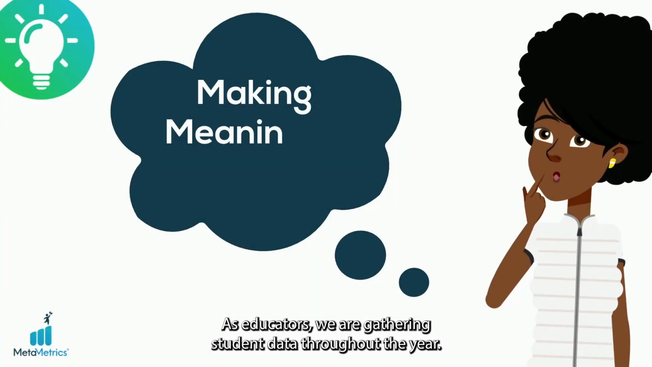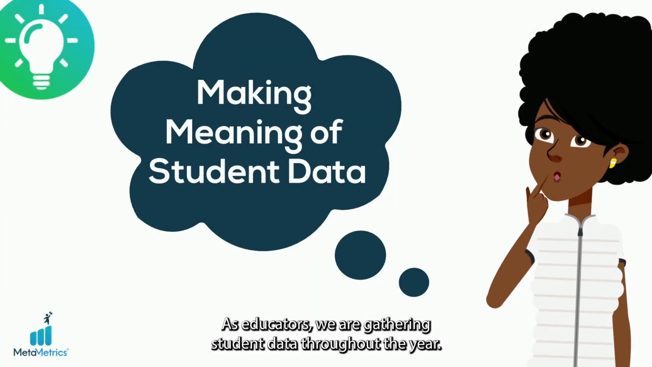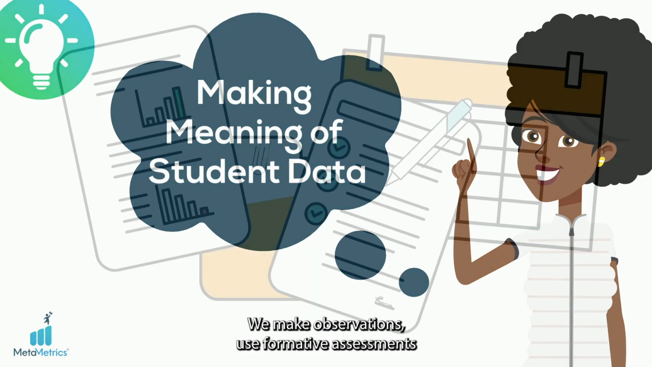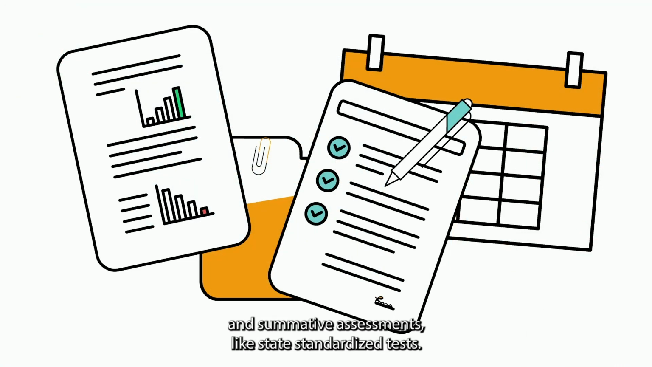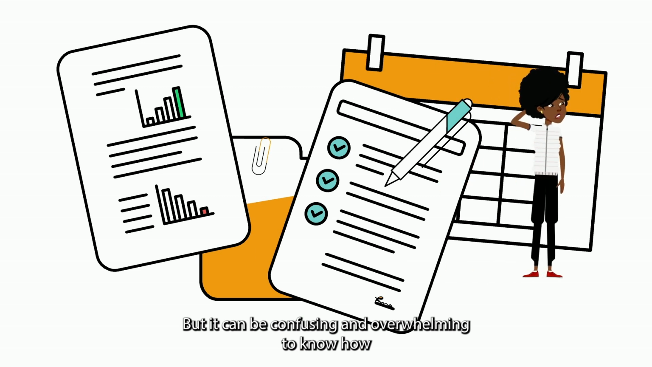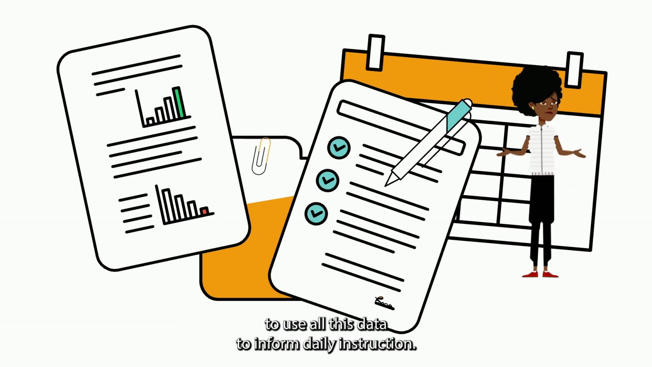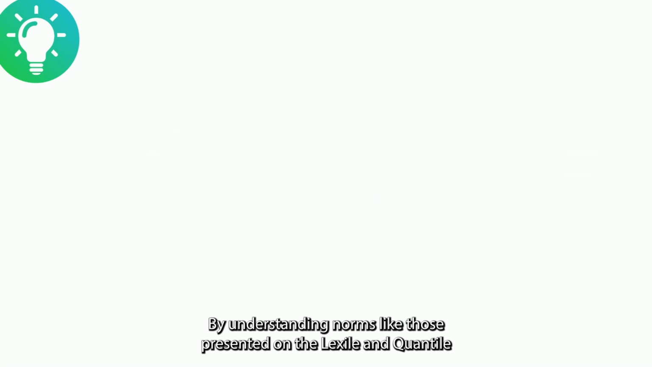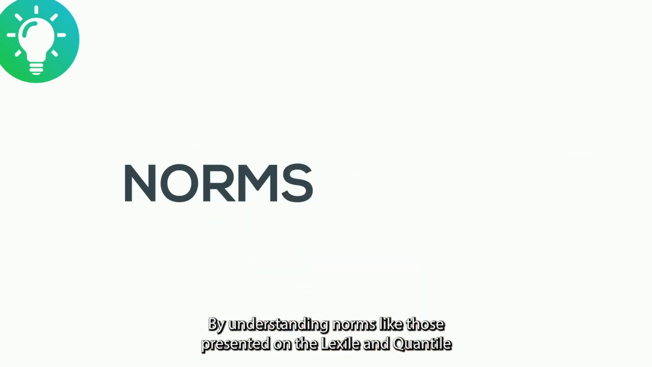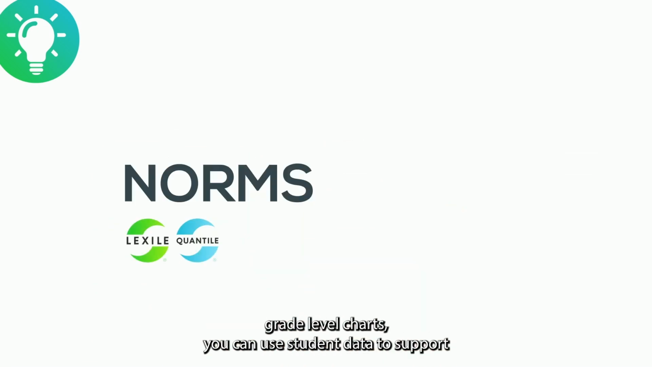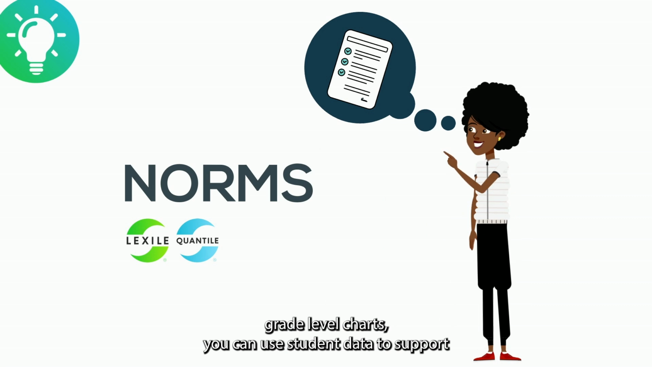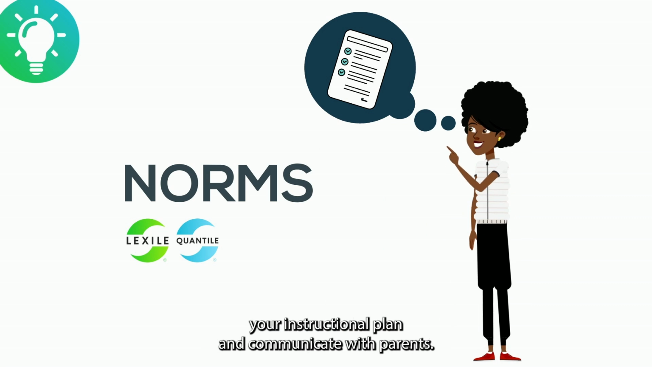As educators, we are gathering student data throughout the year. We make observations, use formative assessments, and summative assessments, like state standardized tests. But it can be confusing and overwhelming to know how to use all this data to inform daily instruction. By understanding norms like those presented on the Lexile and Quantile grade level charts, you can use student data to support your instructional plan and communicate with parents.